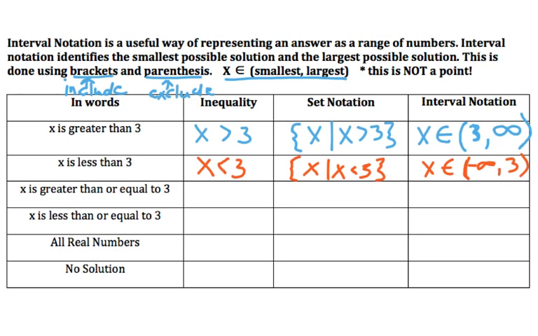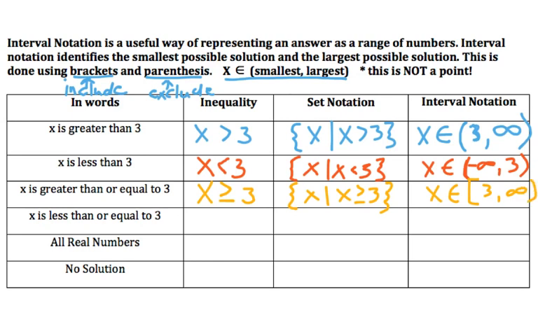Our third statement, x is greater than or equal to 3. That's like this. We have x greater than, so open to x, and then we have a line underneath for equals 3. Now, this is a review. Hopefully you already have this down. Set notation, the set x such that x is greater than or equal to 3. Now, interval notation, x is an element. 3 is the smallest, but it's included, so we're using a bracket. And then our largest would be infinity, so a parenthesis.